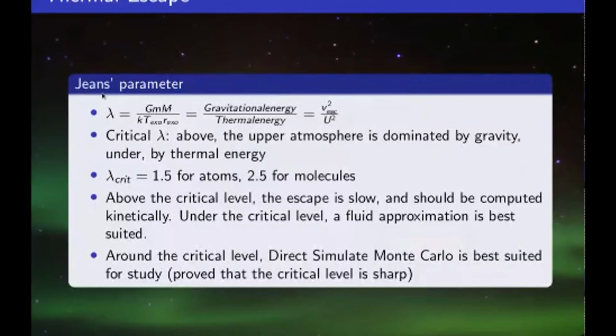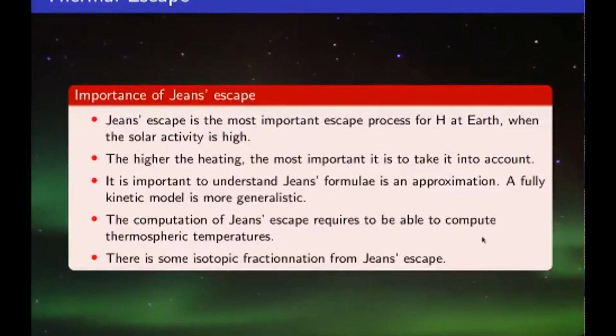For looking at them, we need to look at the Jeans parameter, which is basically the ratio of the escape velocity to the thermal speed squared. So it's an idea of the gravitational energy divided by the thermal energy. And it's really a critical lever that allows us to say, okay, this one is in Jeans regime, and the other one is in hydrodynamic escape. So I'm going to go a little bit fast on that.